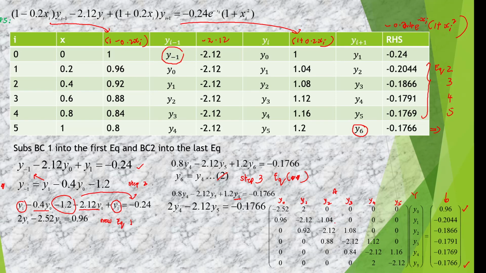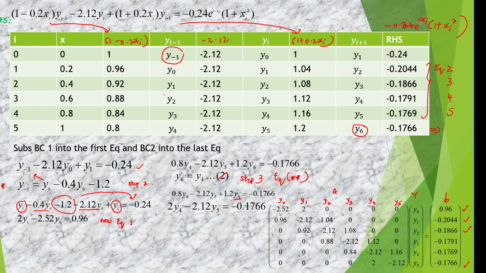The rest, y3, y4, y5, are 0. Right hand side, negative 0.2044. Okay, done with the second equation. And then you see the third equation from y0 goes to y1. That's why it's tridiagonal. It moves like this, because the third equation starts with y1. The coefficient is 0.92. The terms not mentioned will be 0. Later on, you see negative 2.12 y2 and 1.08, the third equation.